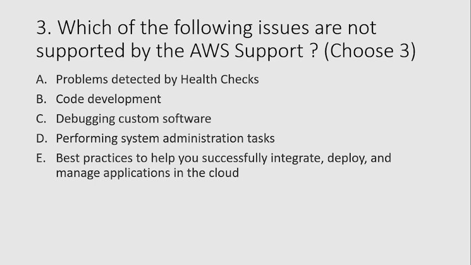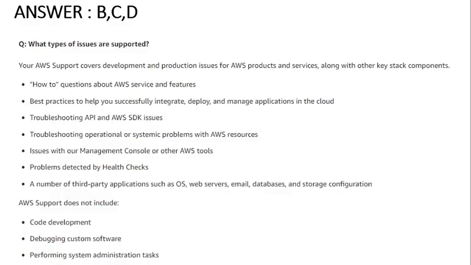with our management console or other AWS tools, problems detected by health checks, a number of third-party applications such as OS, web servers, email, databases and storage configurations. So these all are supported by AWS, and now we are going to see what is not supported by AWS support. That is code development, debugging custom software, performing system administration tasks. These are the things which are not supported by AWS support.